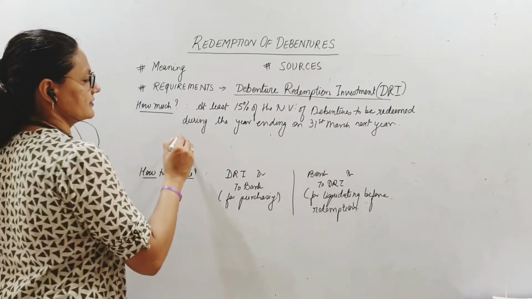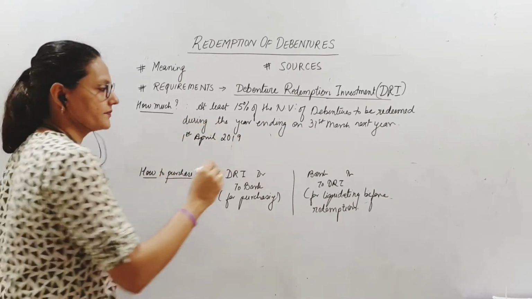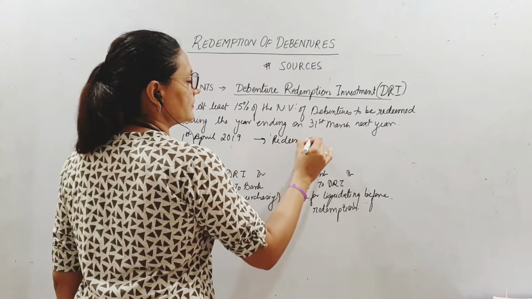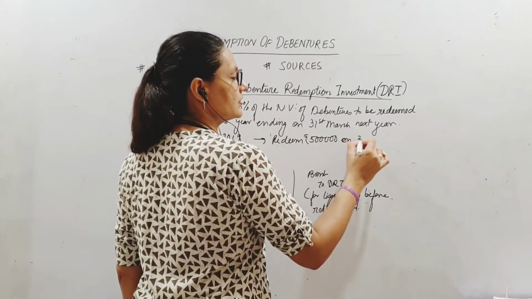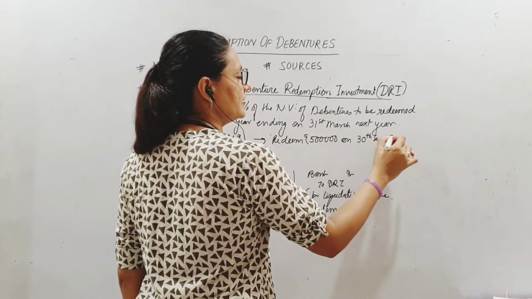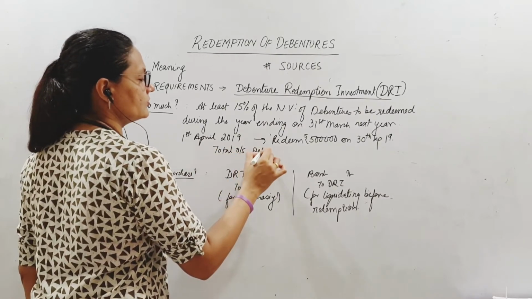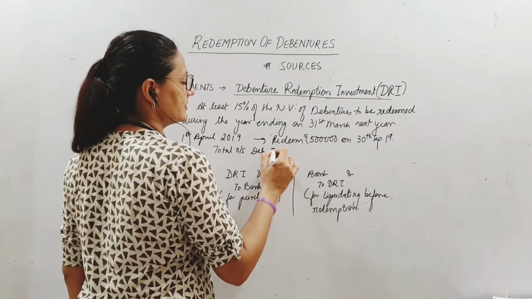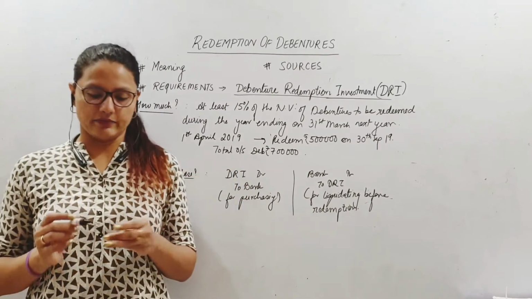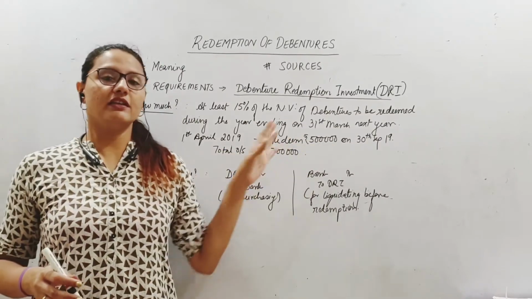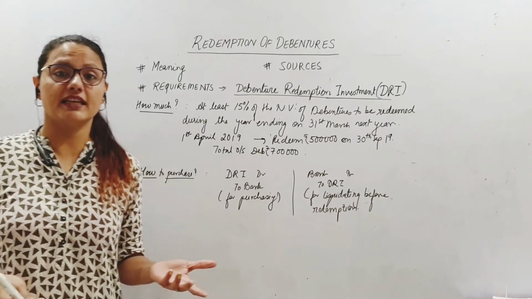Meaning, suppose today it is 1st April 2019. Suppose you need to redeem 5 lakh worth of debentures on 30th September 19, and total outstanding debentures on this date is 7 lakh rupees. I have 7 lakh debentures I have issued, but I am going to redeem only 5 lakhs on 30th September 2019. So now how much DRI am I supposed to create?